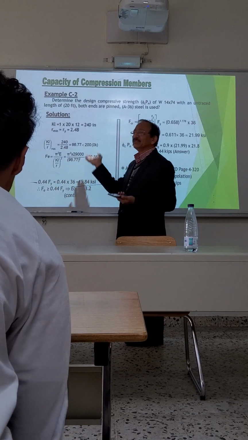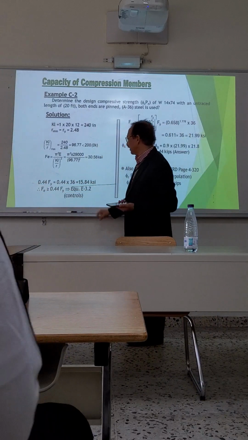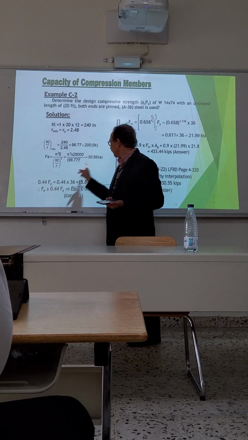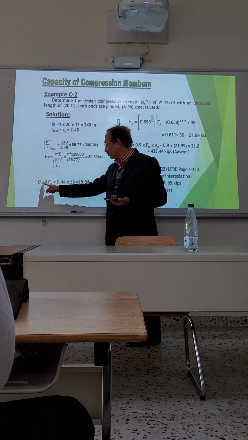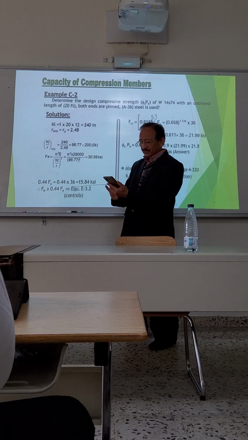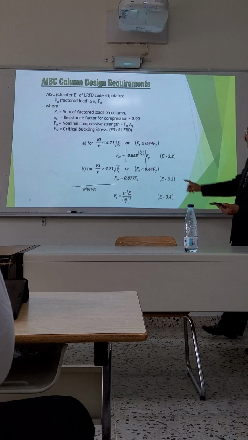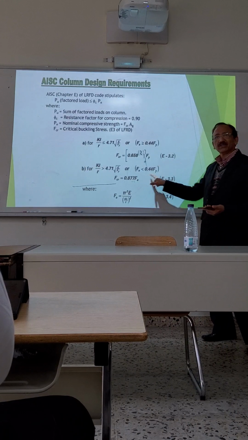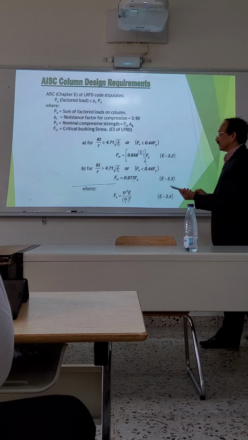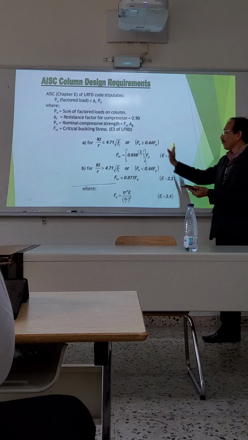Once we get the value of Fe, now you decide which formula to use. Compare with 0.44 Fy, which is equal to 15.84. Now your Fe is greater than 0.44 Fy, therefore use equation 3.2. This is equation 3.2, this is equation 3.3. So we decide based on this condition.